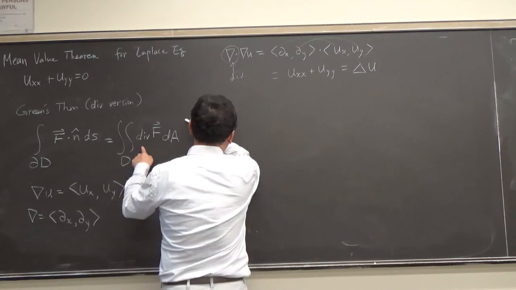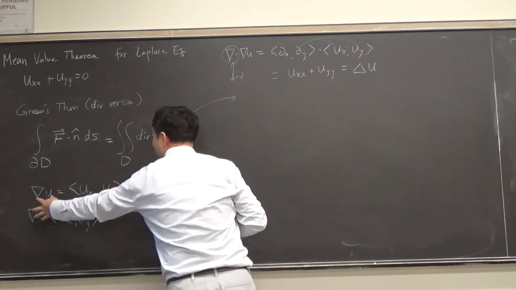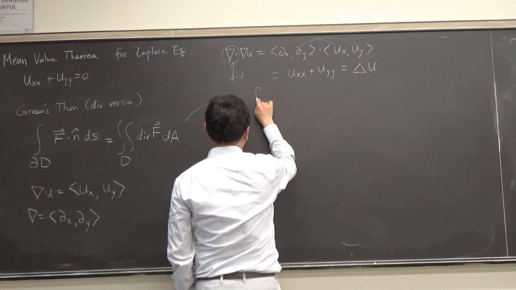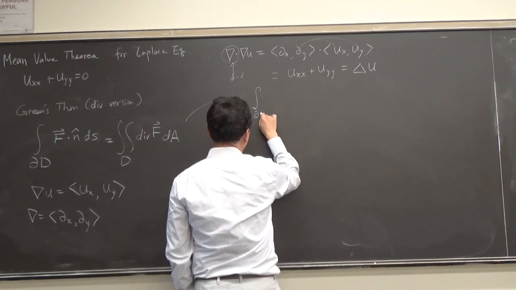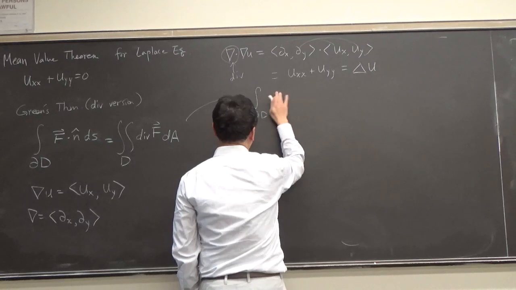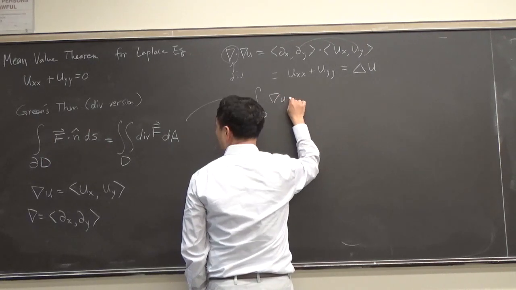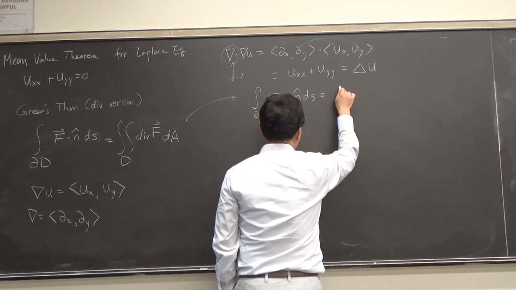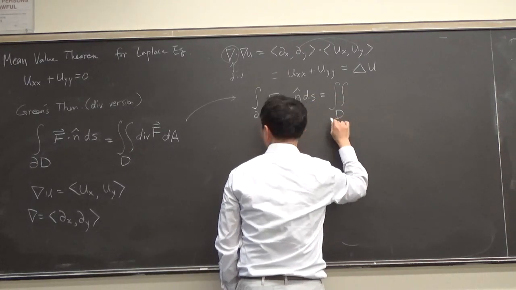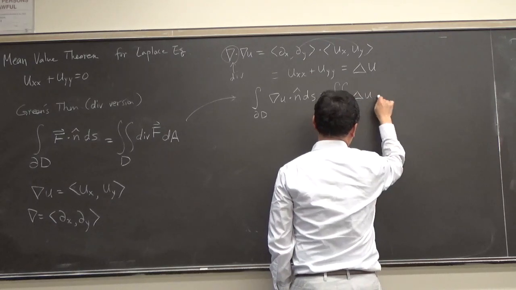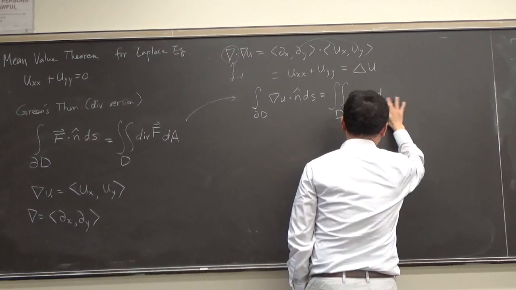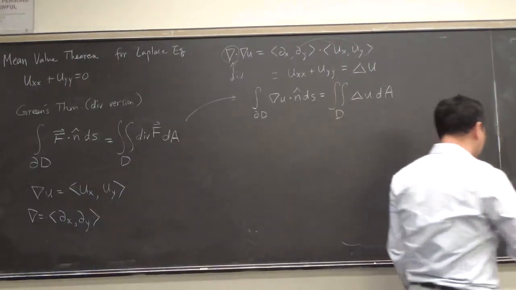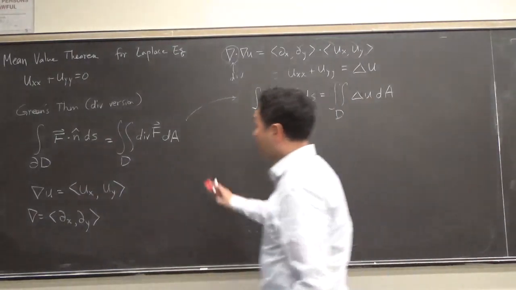So this Green's theorem, in our case, when you stick in the gradient of u into f, you get the following identity. And this is the form that we're going to use. u gradient of u dotted with n vector ds is equal to the double integral of Laplacian of u dA.